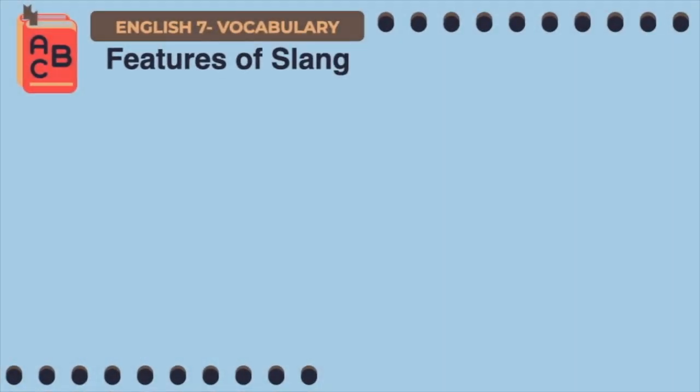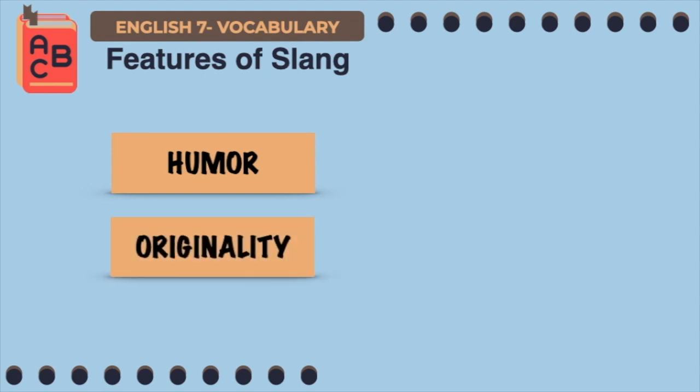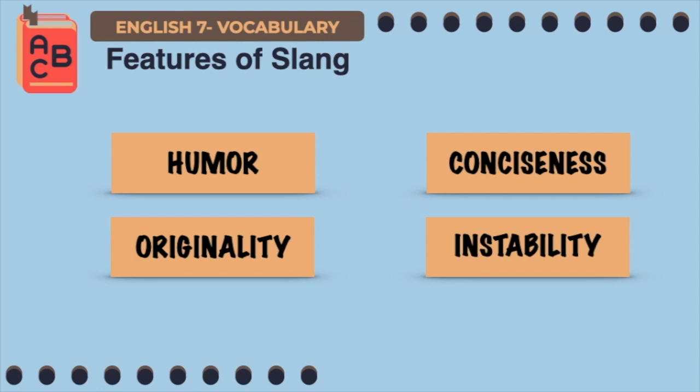Since slang is a distinct type of language used and understood by a certain group, it also has different features. These are humor, originality, conciseness, and instability. Let's discuss them one by one.